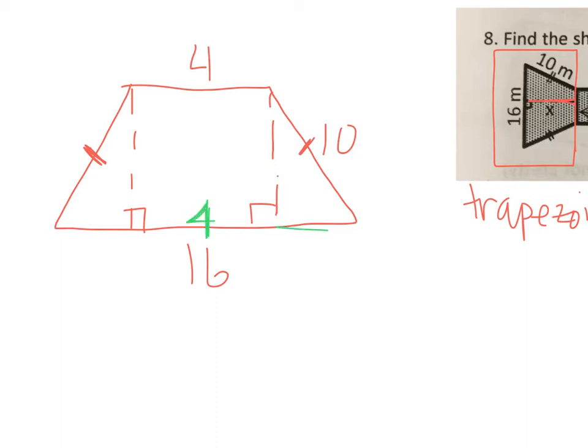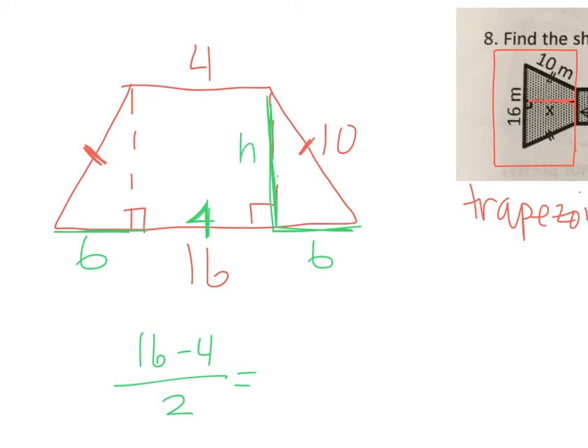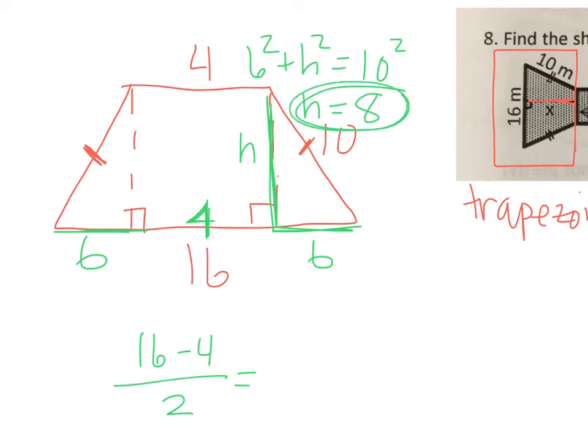So in order to figure out what this is, I do 16 minus 4 and divide it by 2. And I get each of these little triangles has a base of 6. Okay, now if I'm going to find my height, I'm going to apply Pythagoras. So 6 squared plus h squared equals 10 squared. And if you do your Pythagoras correctly, we get a height of 8.